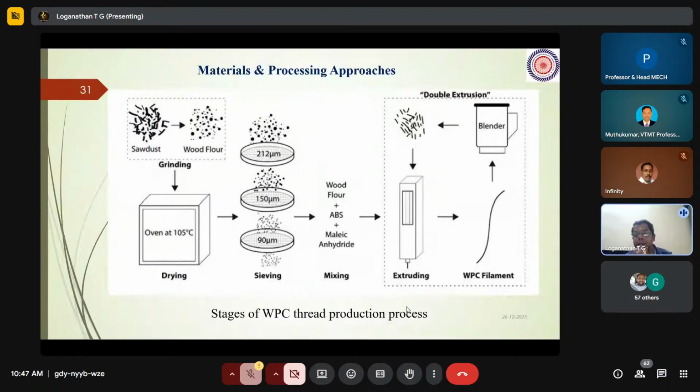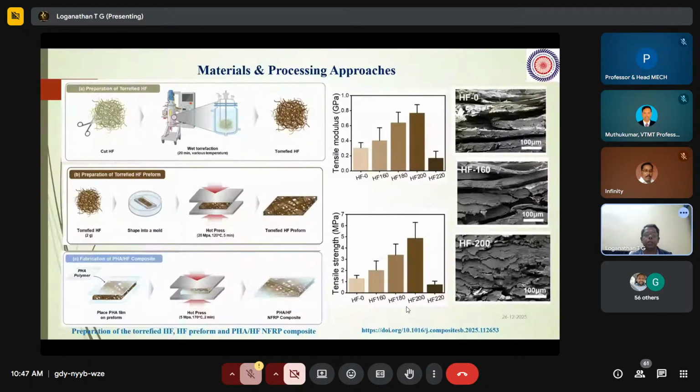Once you can extrude that filament, you can very well use it for 3D printing. So now we are blending our material with advanced technology, wherein we can make some complex products as well. This is how we should escalate our research. So here you can see another application of these natural fillers or fibers.